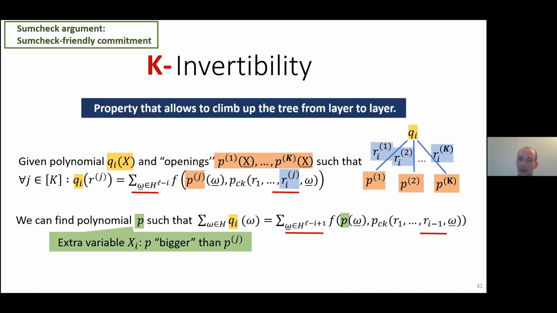And if you pay attention to the definition of invertibility, what we had in the case of Pedersen commitments was that whenever we inverted or moved up a layer in the tree, we were dealing with openings, messages which had double the length every time. So what that means here as part of our abstract definition of invertibility is that the new polynomial p that we find is going to have an extra variable compared with the polynomials that we started with at a lower level of the tree. A polynomial with more variables has more coefficients, and this is analogous to the length doubling of messages in the Pedersen commitment case.